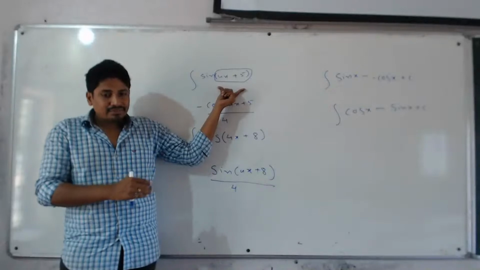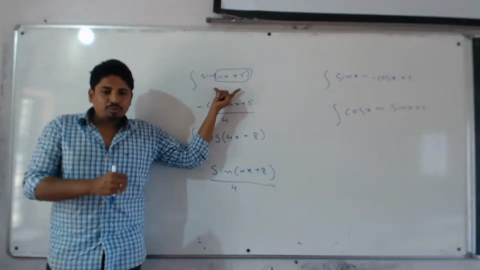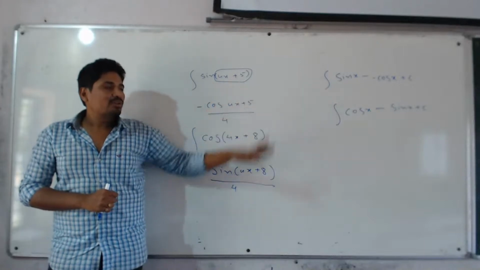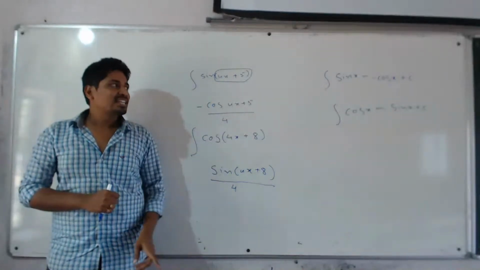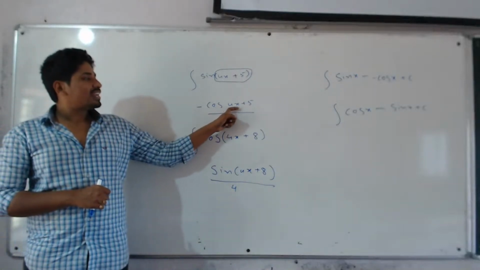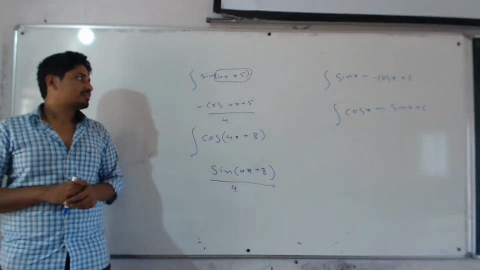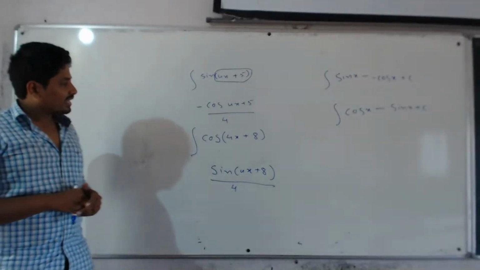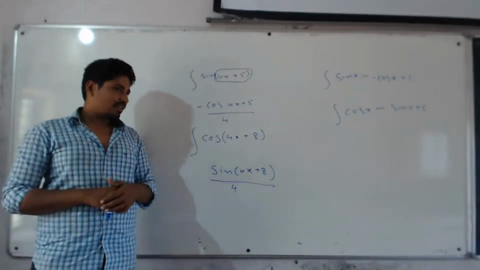If you think of this as x and proceed, what formula will be useful here? The sin x formula. What is the integration of sin x? Minus cos x. In the same way, here it is minus cos 4x plus 5 by 4. See here, in the same way, here 4x plus 8.